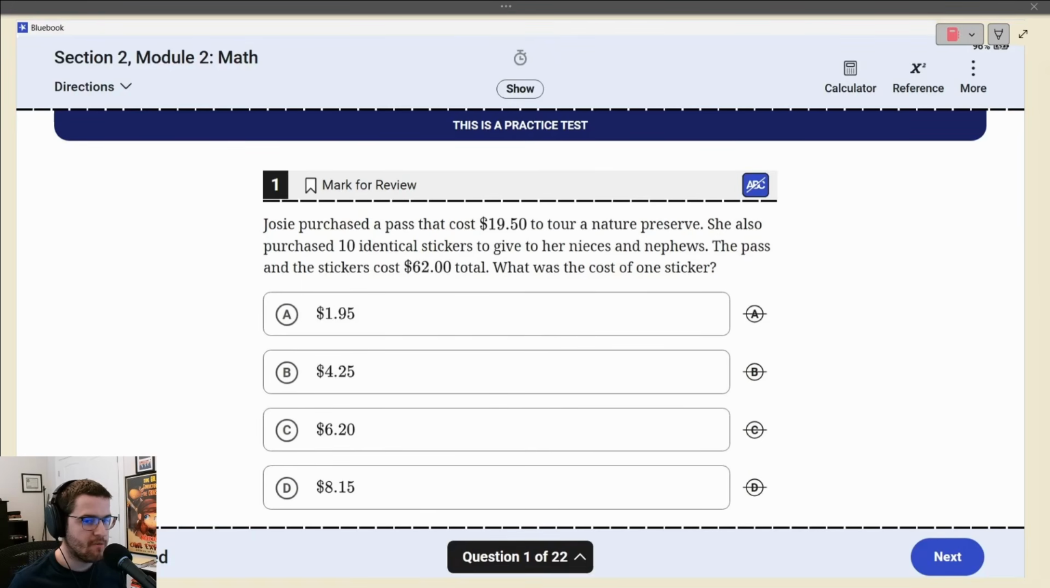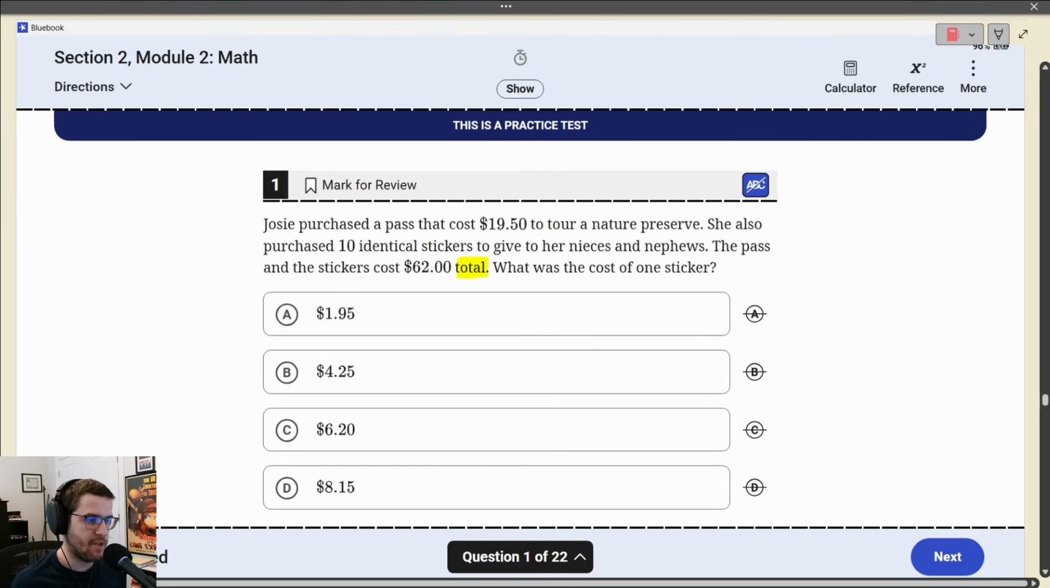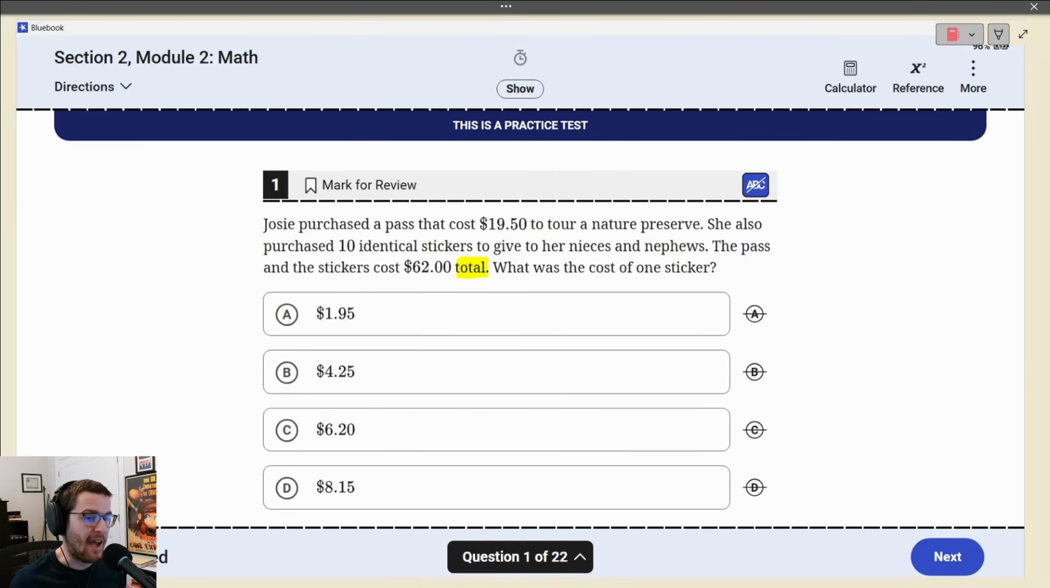Okay, this is the beginning of module 2B, question 1. First thing I notice is this word total here. That kind of tells me the things on the left side of the equation, earlier in the paragraph, are going to be added, and it's going to be equal to that number. Next, I see that we have a pass that costs $19.50, and it's just one pass. So that is a fixed cost, a flat fee.